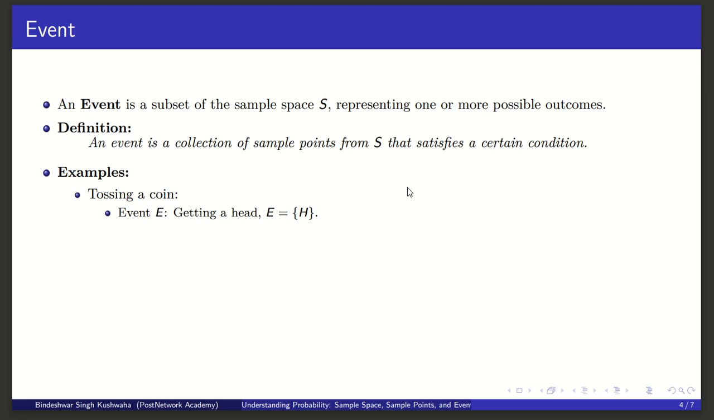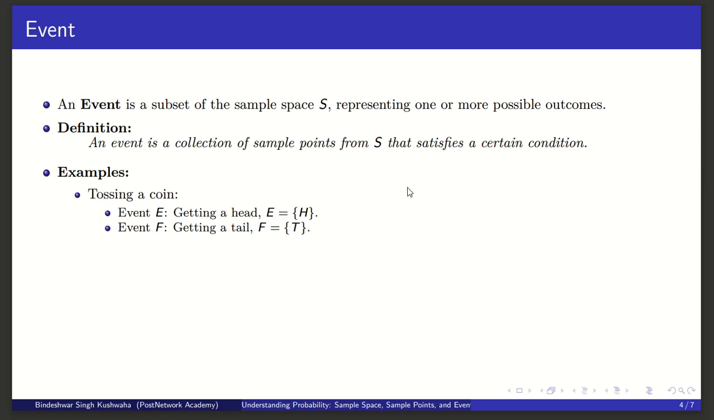Tossing a coin. So event E, getting a head. That is a subset of both, you can say H and T. So that is H, and that is an event. Event F, getting a tail. That is an event.